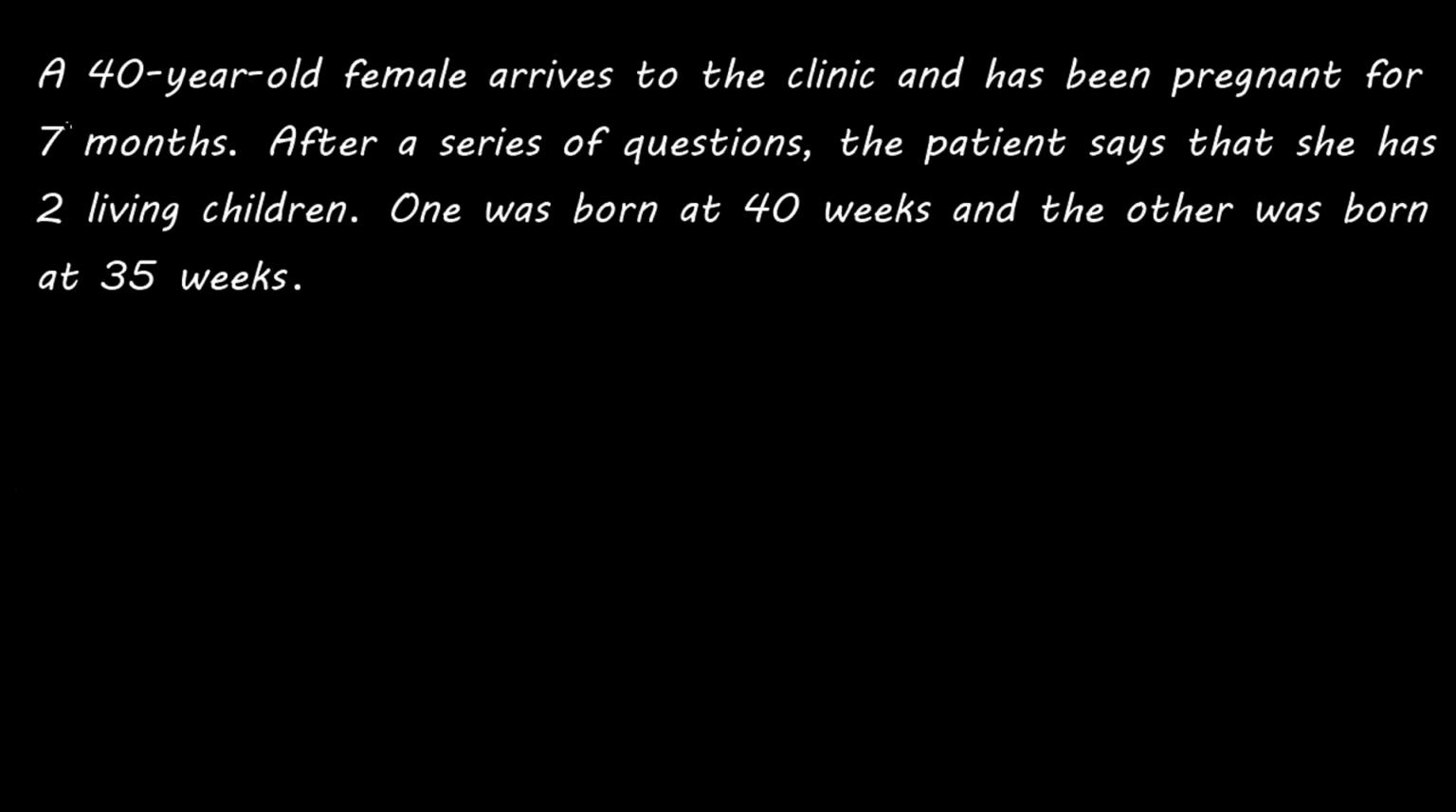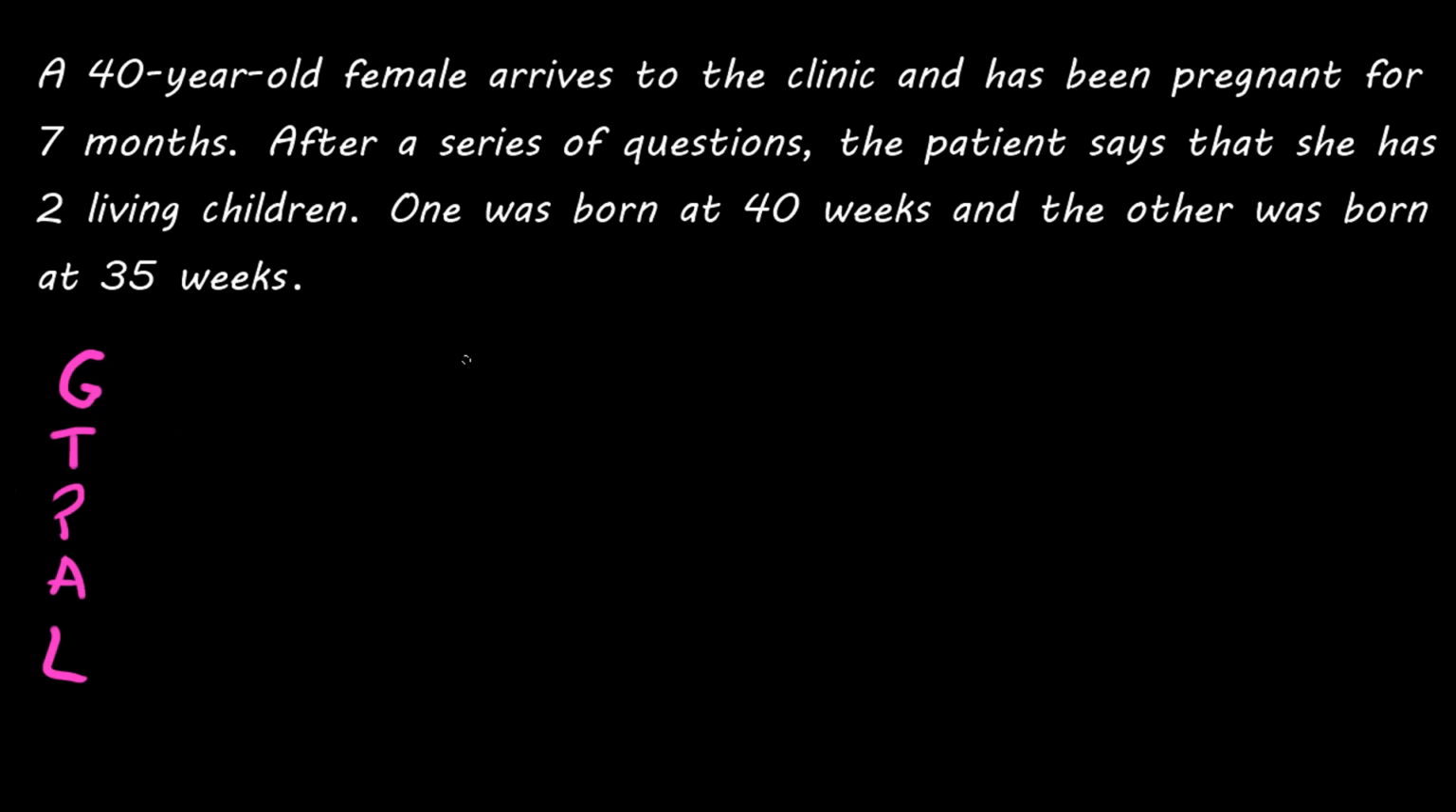I have prepared an example here, which says that a 40-year-old female arrives to the clinic and has been pregnant for 7 months. After a series of questions, the patient says that she has 2 living children. One was born at 40 weeks and the other was born at 35 weeks. So if we go ahead and practice this, we have GTPAL. I'll do the gravida and para in a second.